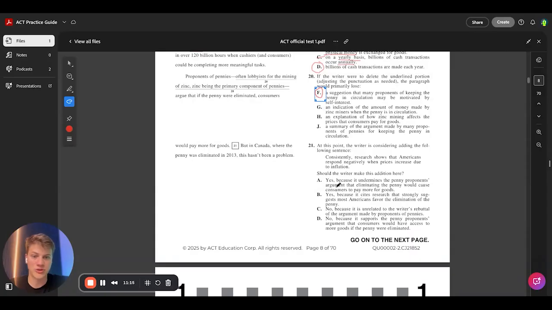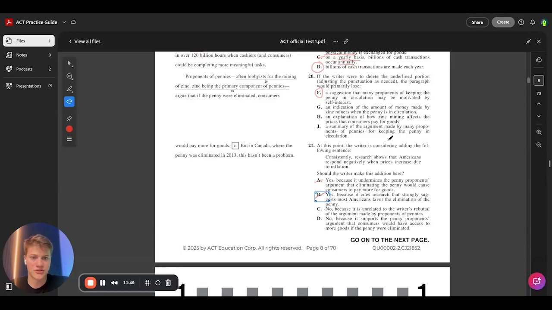Because it undermines the penny proponent's argument that eliminating the penny would cause consumers to pay more for goods. That is not true. It does not undermine their argument. It doesn't support their argument either. Because it cites research that strongly suggests most Americans favor the elimination of the penny. This did not cite any research having to do with the elimination of the penny. It just had to do with inflation. So it's not B. C, because it is unrelated to the writer's rebuttal of the argument made by the proponents of pennies.